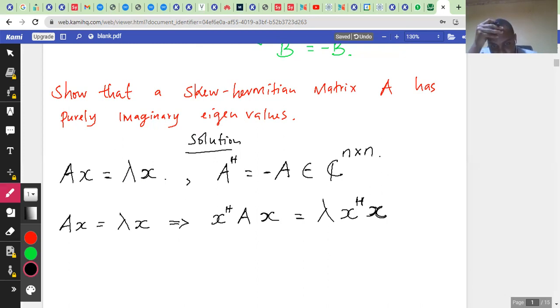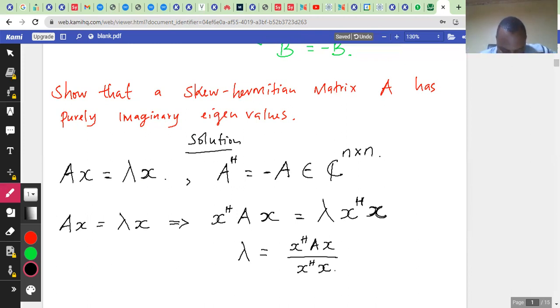So if we divide both sides by x^H x, we get that lambda equals x^H A x divided by x^H x. So what do you think about that denominator that we have there?